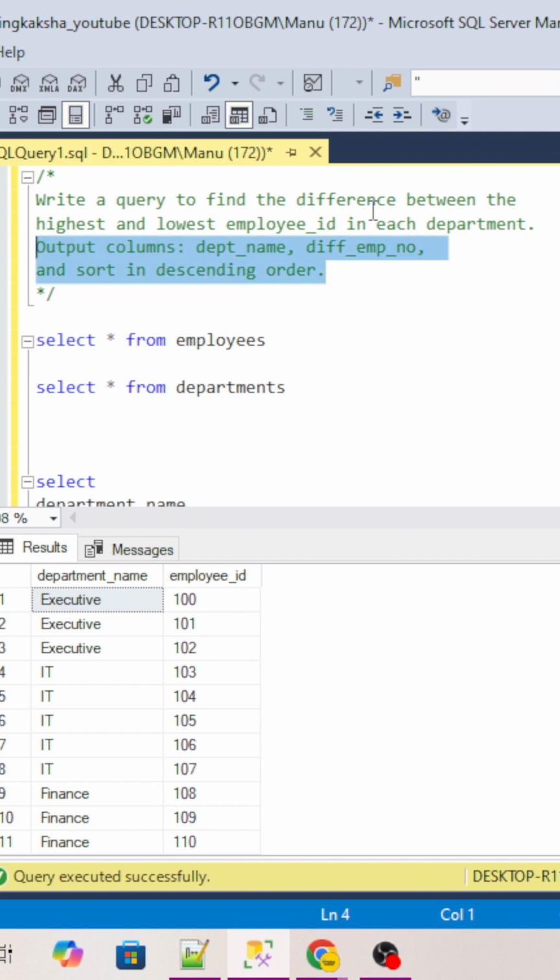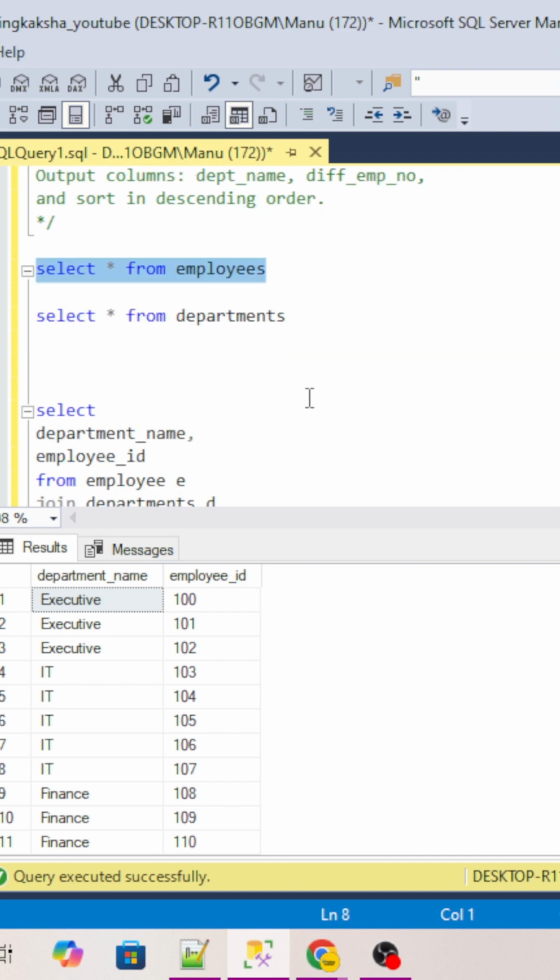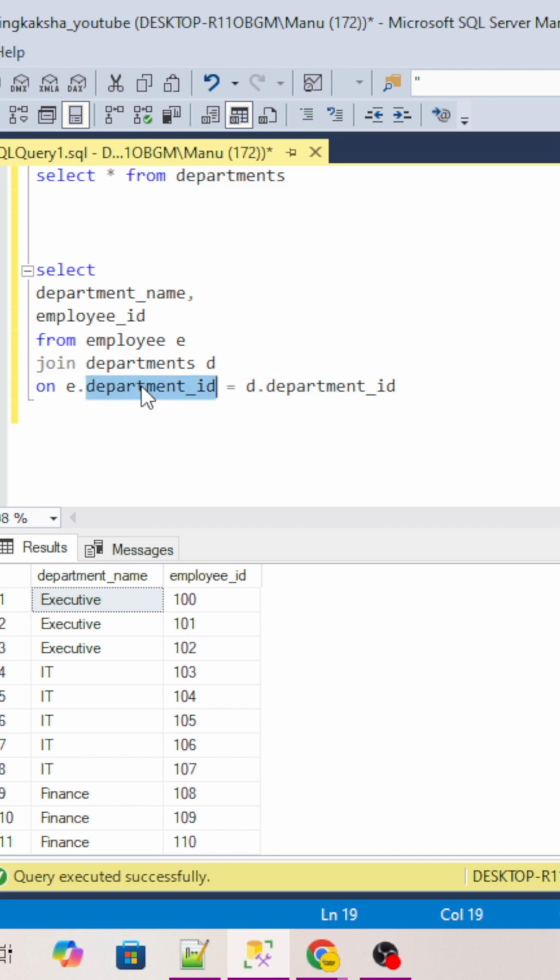We have to find the difference between the highest and lowest employee ID, not the employee count. If you look at the table, you are given two tables, the department table and the employee table. You have to join them on the basis of department ID, where the department ID of the employee table should be equal to the department ID of the department table. Once you join, we get the employee ID. For the executive department, we are getting 100 as the minimum and 102 as the maximum. So the difference between these two will be 2.